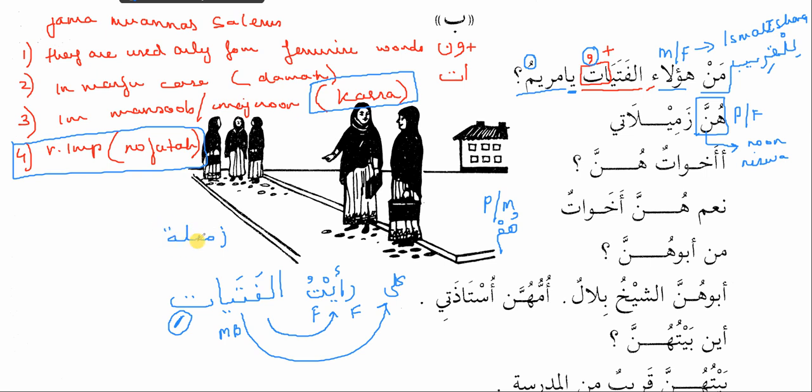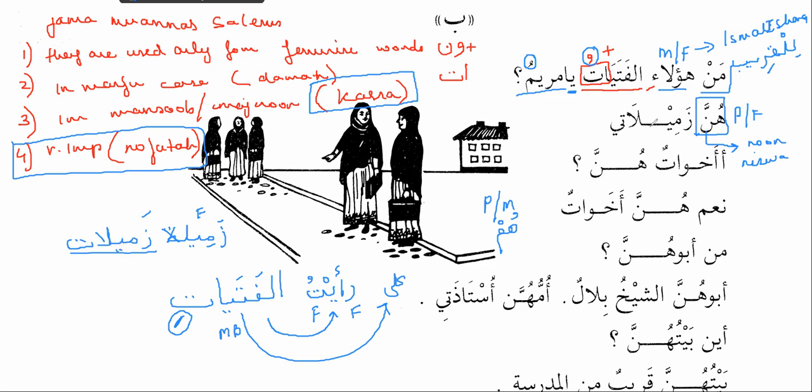Feminine word zamila. What was the noun for the male friends? Zamil, only zamil. And now we are dealing with the feminine noun zamila with the tamarbuta. So what are you going to do? Remove the tamarbuta and make zamilat. So that's how we get the feminine plural here.